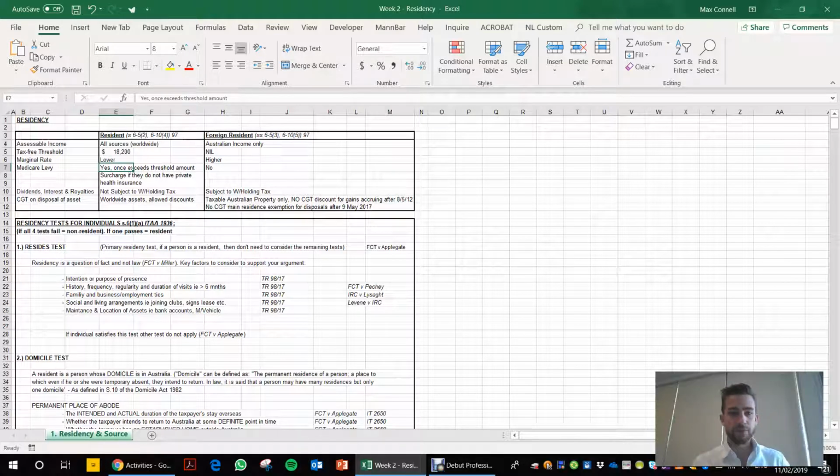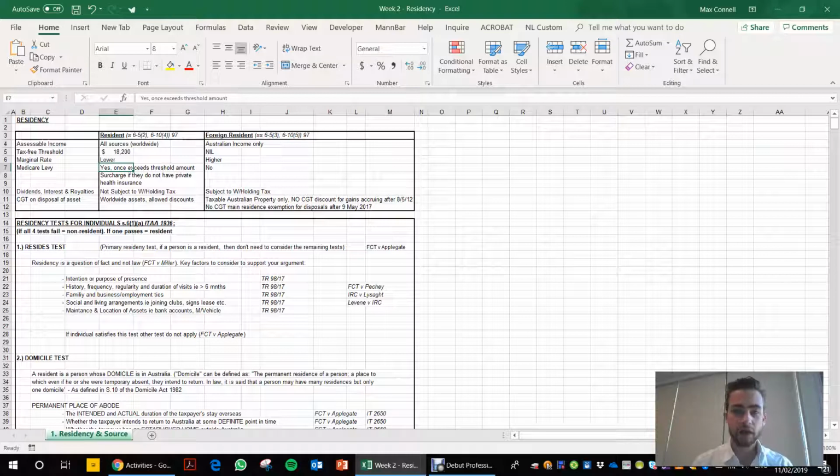Now, they actually got rid of the CGT discount for foreign residents, but only after a certain point, and this date is the 8th of the 5th, 2012, and you can see that in the notes right there. So basically, you have to apportion the period where you can apply the CGT discount. Just keep that in mind for a question involving foreign residents and CGT.